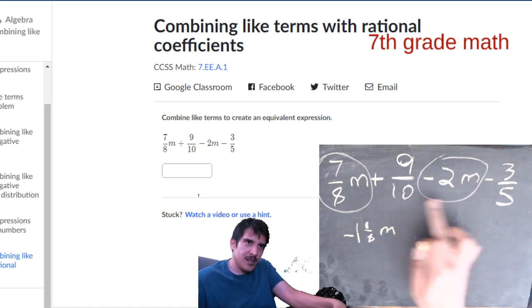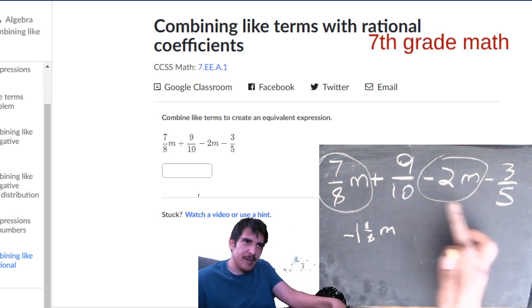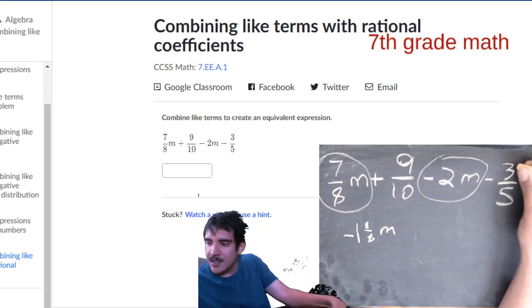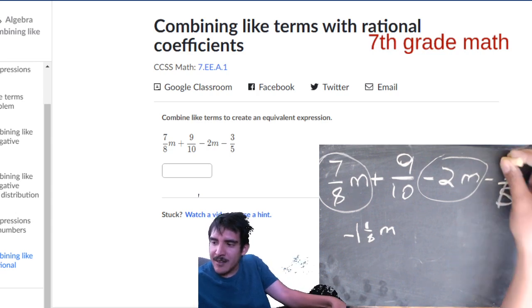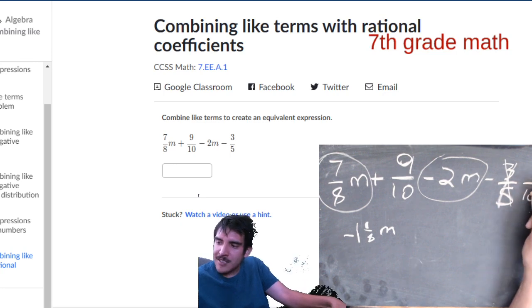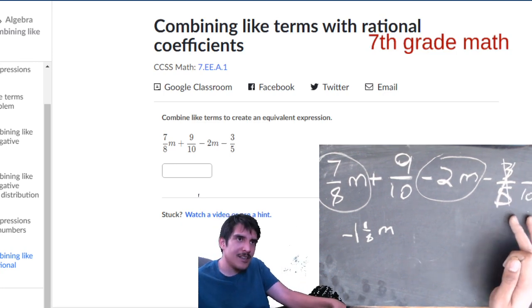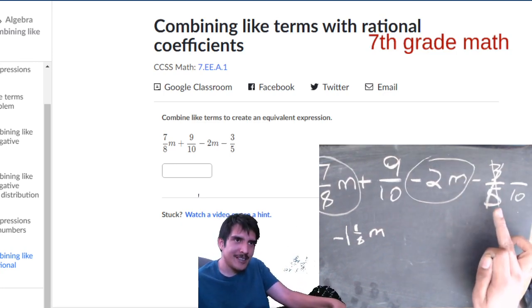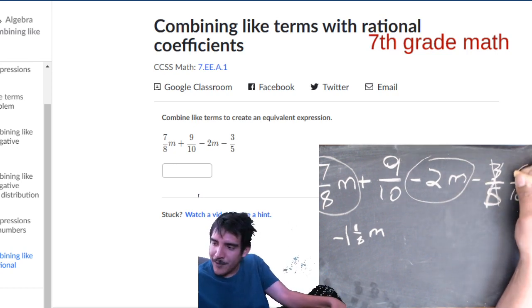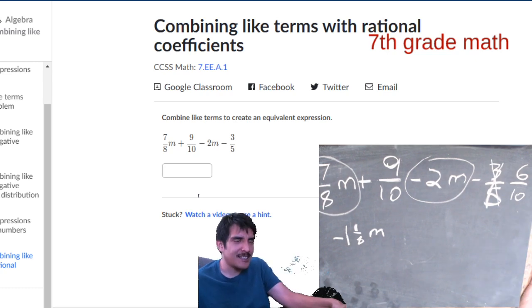Next, these two can be combined, but we have 9/10 minus 3/5. Well, hold on. 3/5, how many tenths is that? I'm going to cross that out real quick. 3 out of 5 is the same thing as what out of 10? To get tenths, you just double that number, so you got to double the other number. So 3 out of 5 is the same thing as 6 out of 10. 6/10, okay?